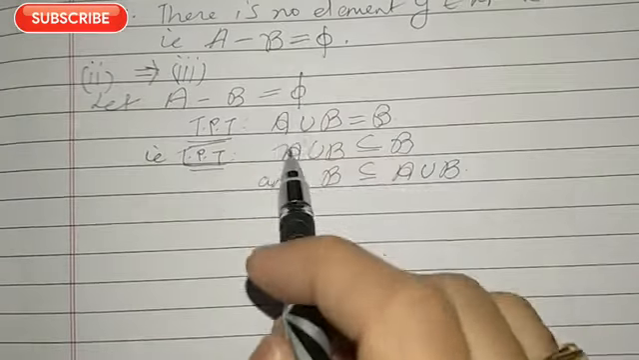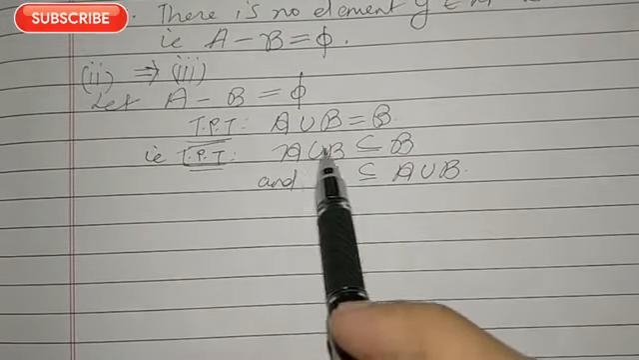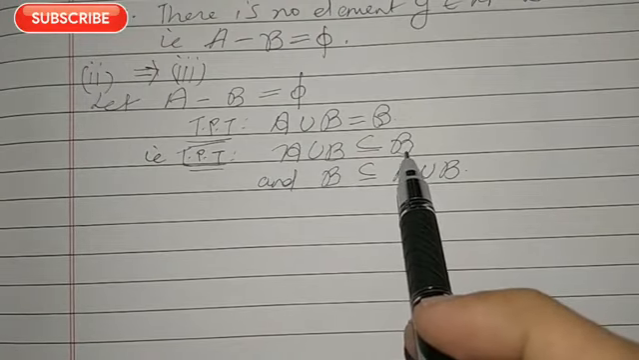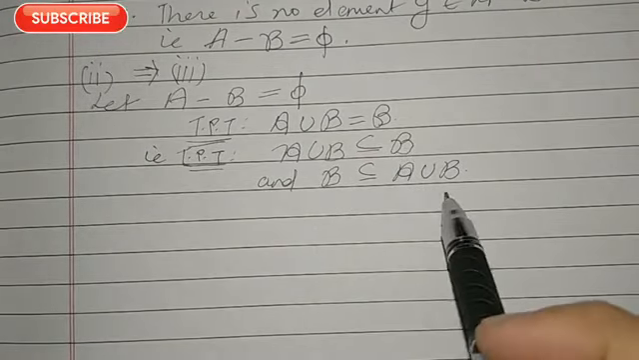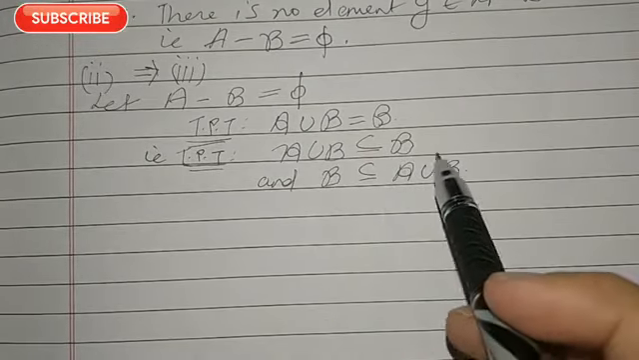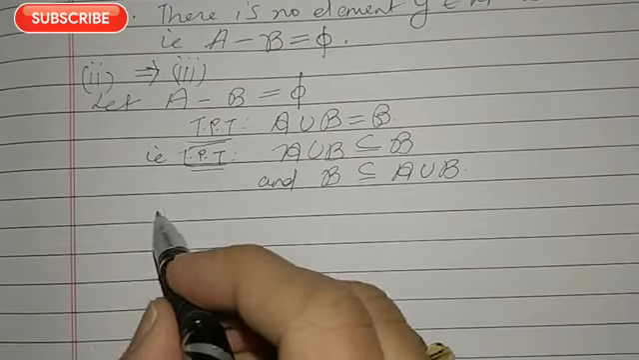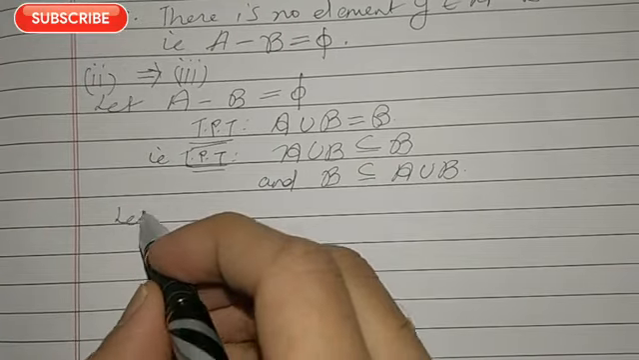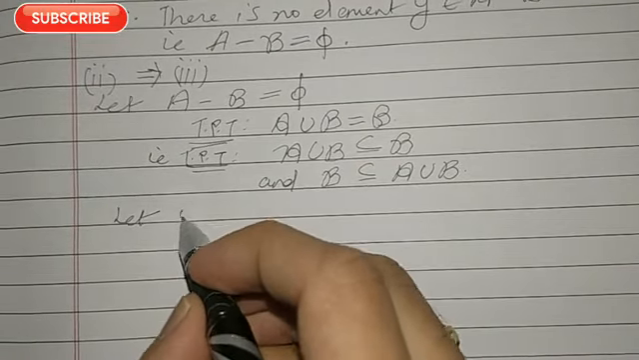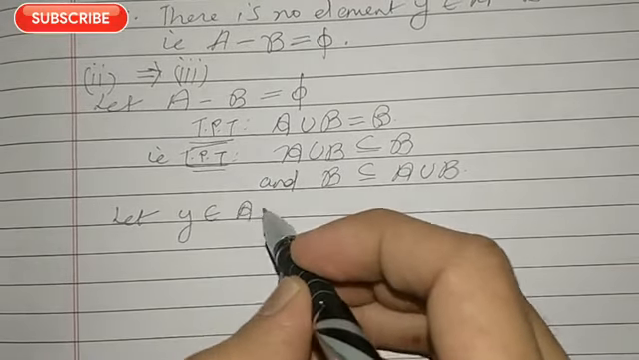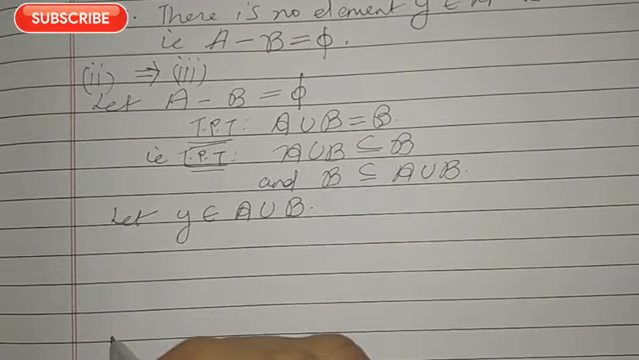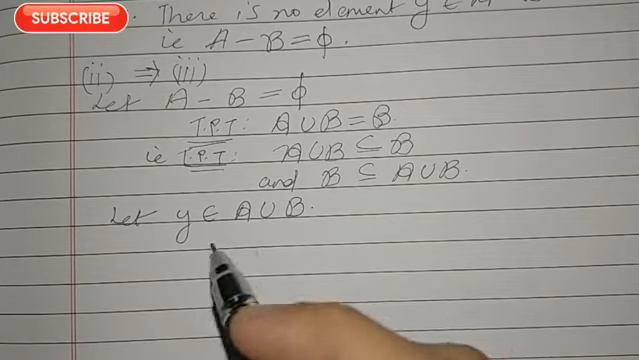Now how to prove this? You have to take any element in A union B and prove that it is in B. And to prove the other, you have to take any element in B and prove that it is in A union B. So first we will prove this. So let y belong to A union B.